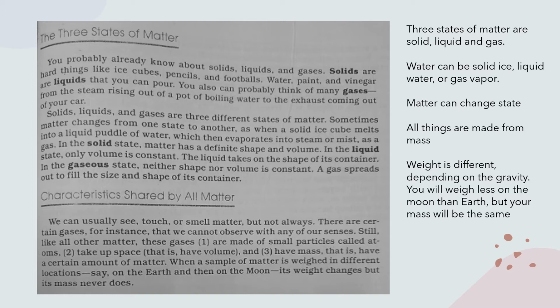In the solid state, matter has a definite shape and volume. In the liquid state, only the volume is constant. Constant means the same. The liquid takes on the shape of the container. So, for example, if we have a bottle of water, the liquid will be in the shape of the bottle. But if we pour it out, the liquid will spread all over the table. So the shape can change, but the volume will be the same.